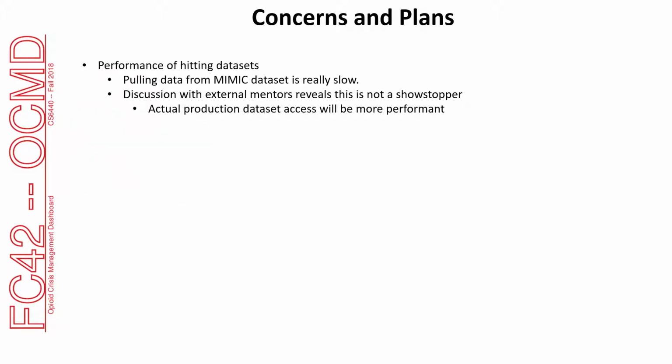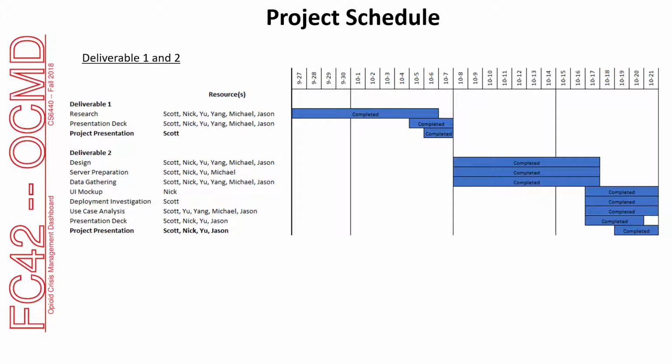The only concern we had was the performance of pulling data from datasets. In particular, we had really bad performance hitting the MIMIC dataset. After discussing with our external mentors, we've confirmed that this isn't an issue, as actual production dataset access will be much faster. Here's a quick reminder of the work we've completed for D1 and D2.